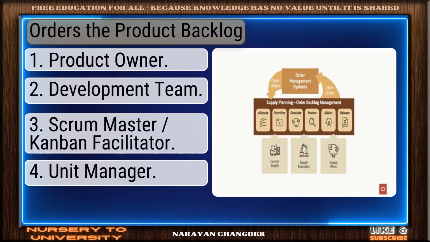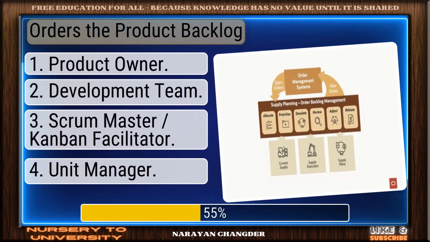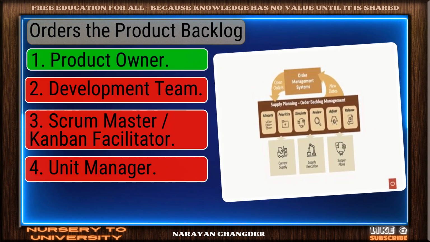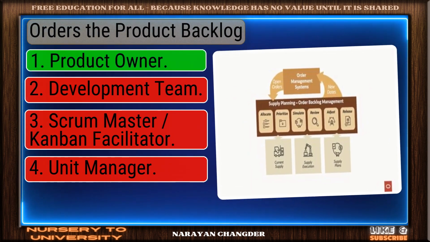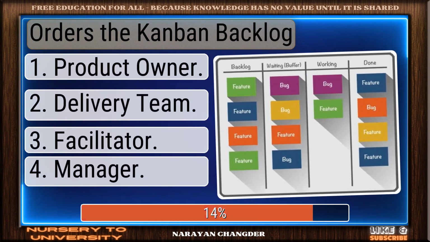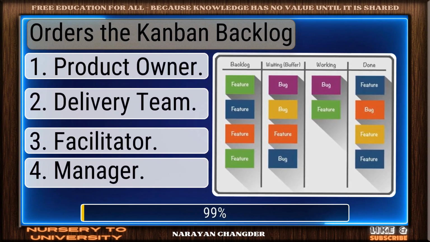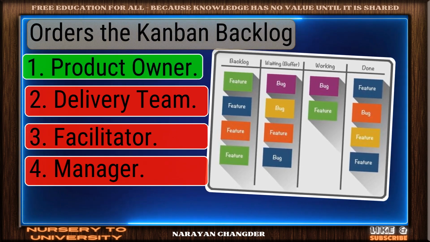Question number 56. Orders the product backlog. Well picked. Product owner is the correct answer. Question number 57. Orders the Kanban backlog. You're right. Product owner is the correct answer.